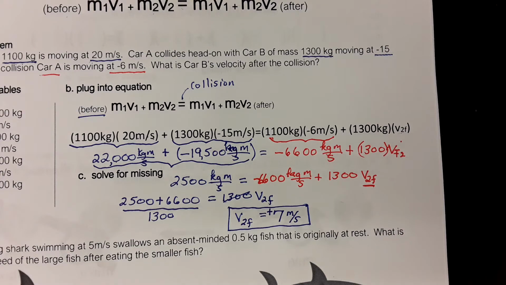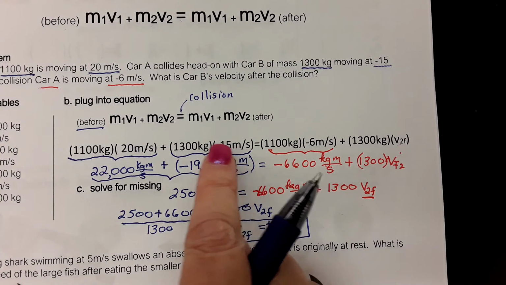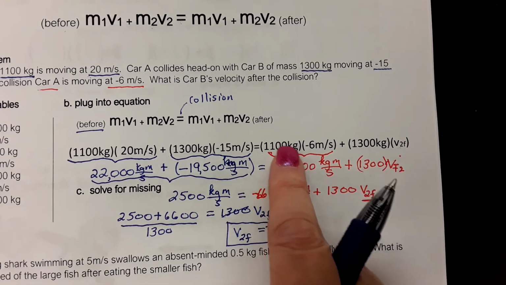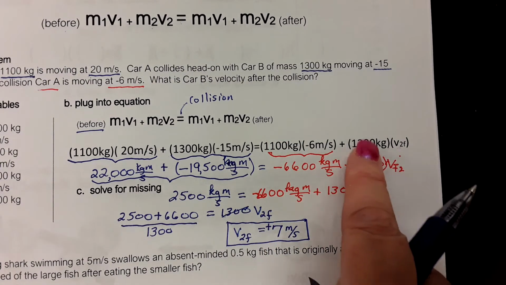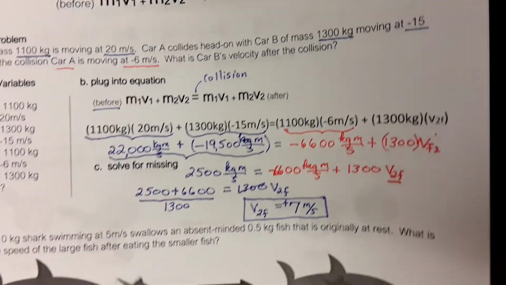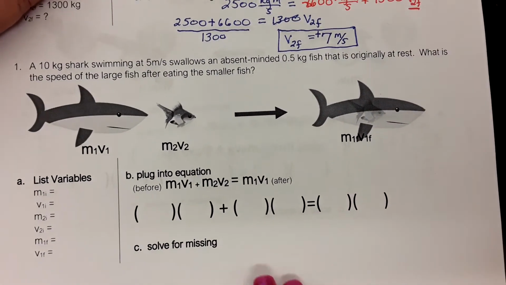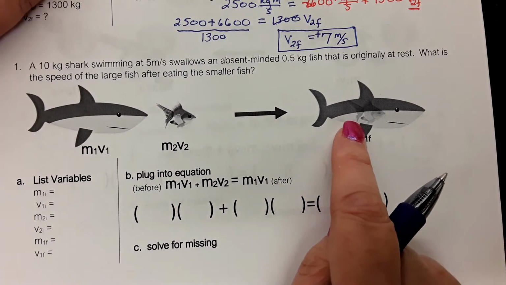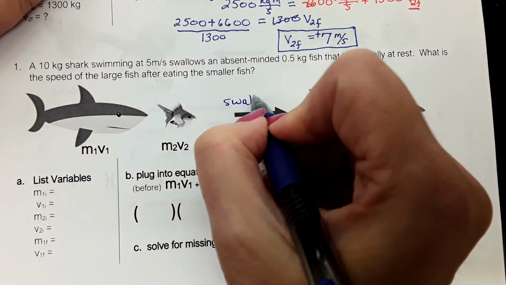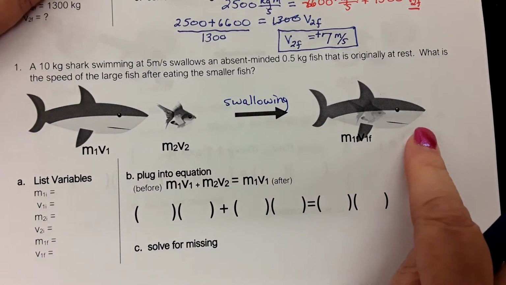Now, if you go step by step, this is not hard. The idea is simple. The total momenta of the objects before the event, in this case a collision, must equal the total momentum of the objects added together after the event. Okay? Let's look at another one. This one's a little different. In this case, you have a shark that's going to swallow a smaller fish. So the event here is swallowing. All right? So we're going to have before swallowing and right after swallowing.